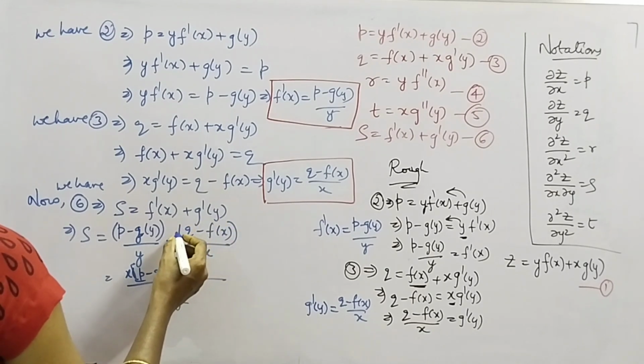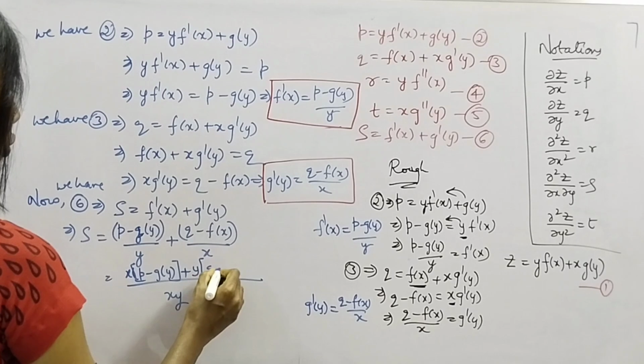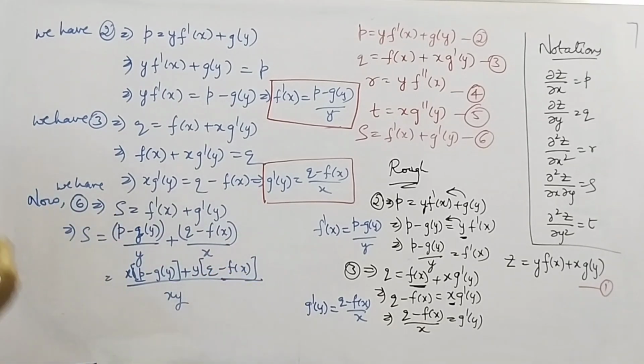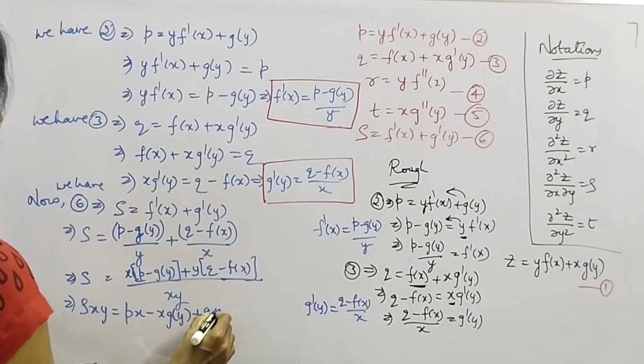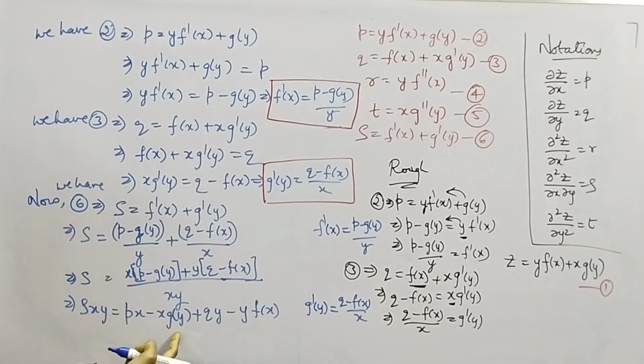In the numerator of the second term we'll get y into q minus f of x, since xy is our LCM. Now just bring this xy to the LHS, and we'll get sxy equal to px minus x into g of y plus qy minus y into f of x.